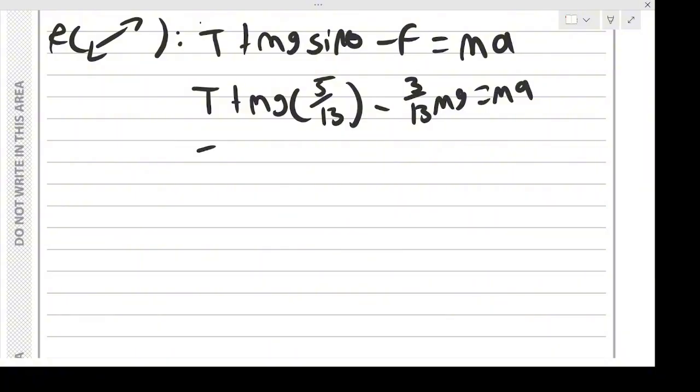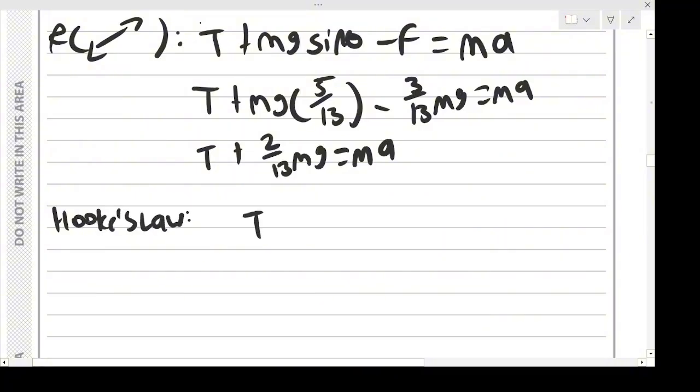Okay. So if I simplify this, I'm going to get T, and then if I add the mg's together, I have 5/13 mg, take away 3/13 mg, we get 2/13 mg equals ma. Now I need to find my tension force. How can I find the tension force? I can use Hooke's law. Okay.